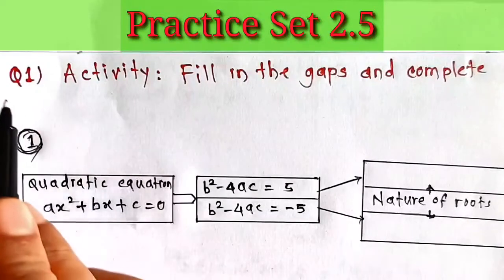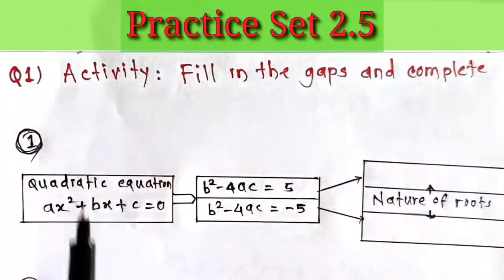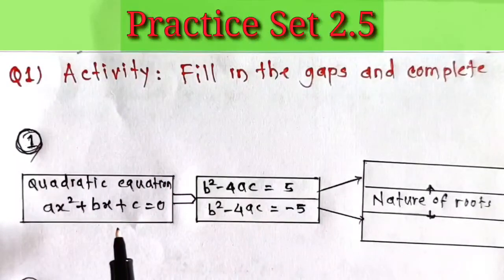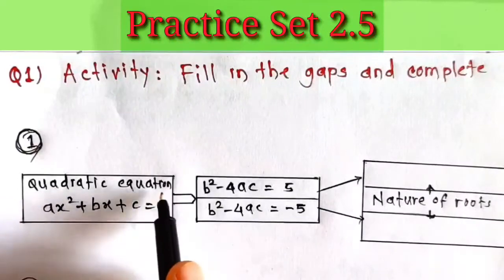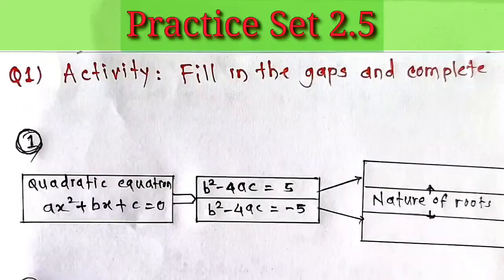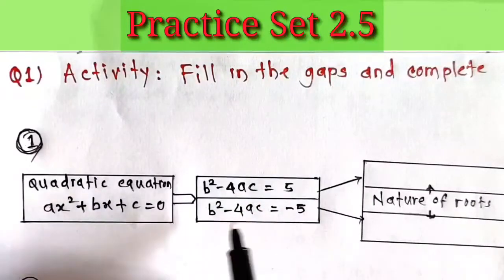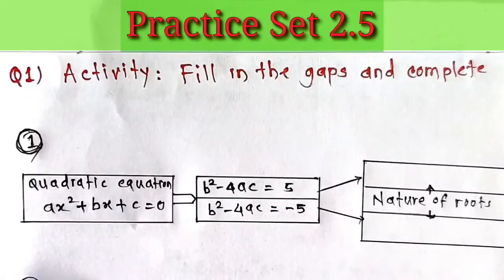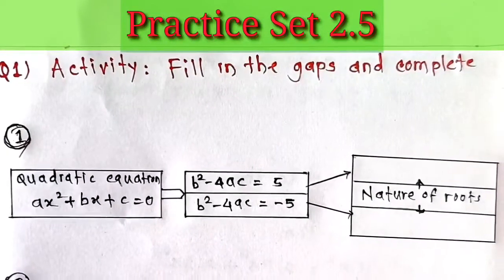So here in question number 1, an activity is given in exercise 2.5. The question number 1 is an activity based question. Fill in the gaps and complete the table. So here if we observe this question number 1, one quadratic equation is given, ax square plus bx plus c is equal to 0. That is the standard form of the quadratic equation. The value of b square minus 4ac is equal to 5. And here the value of b square minus 4ac is equal to minus 5, then we have to write the nature of the roots in this box and we have to complete that box.